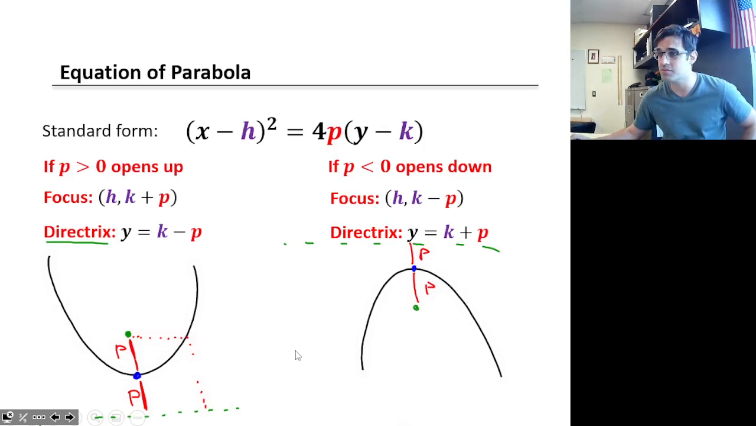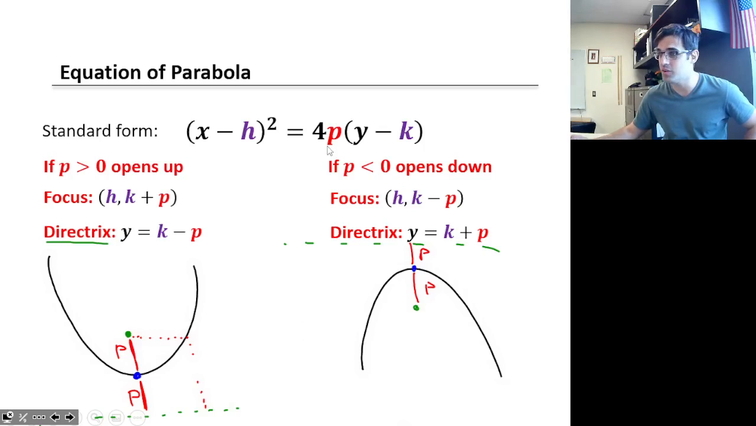Anyway, so that's focus and directrix. They have practical applications, as aforementioned, but what we need to know is how to find those two things from the equation. That's all it's going to be on the homework, so that's all we care about.